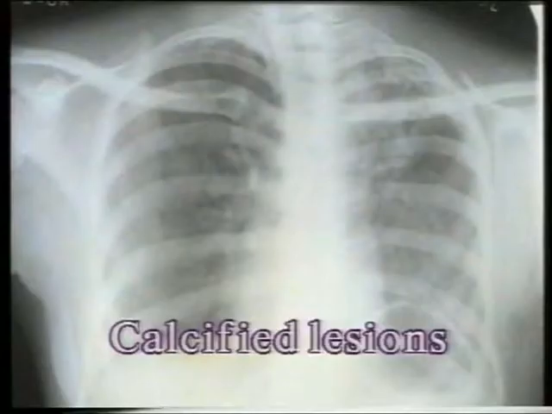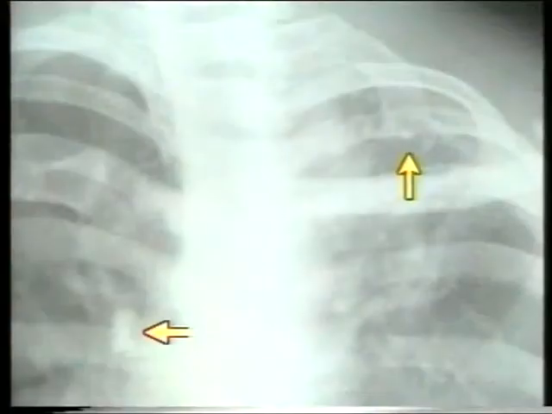This X-ray shows calcified lesions in the left upper zone and right hilum, indicating old healed tuberculosis. Note that the density is more than the bone density. Calcifications near the hilum are usually calcified hilar lymph nodes, and peripheral calcifications are due to calcified foci of caseation.